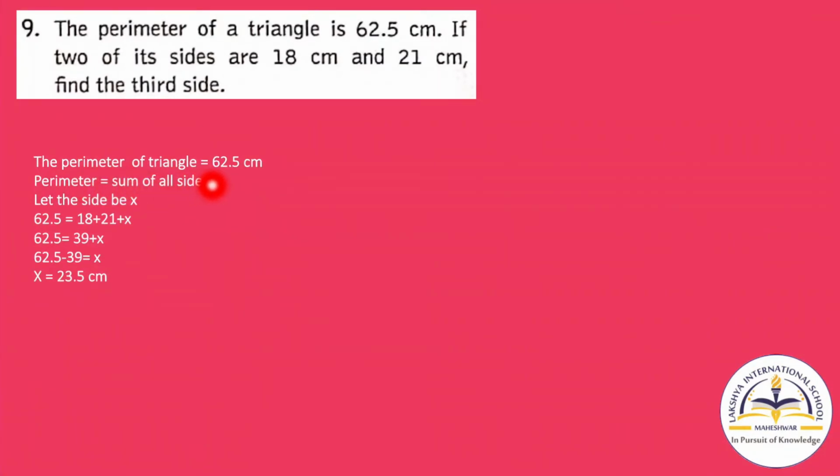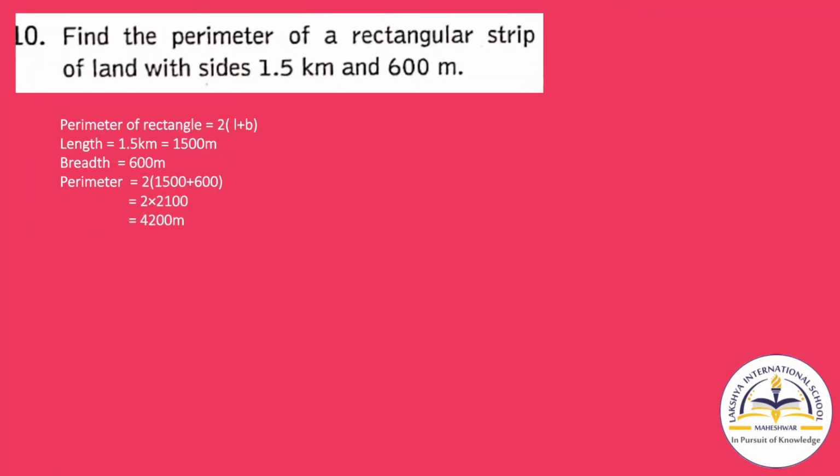So perimeter of triangle it is given, that is 62.5 centimeter, and we know the formula of perimeter, that is sum of all sides. It means let the third side be x. So 62.5 equals to 18 plus 21 plus x. Now 18 plus 21, that will be 39. Now 62.5 minus 39 will be equals to x, and when you subtract 62.5 minus 39, you will get 23.5 centimeter. That will be the answer.